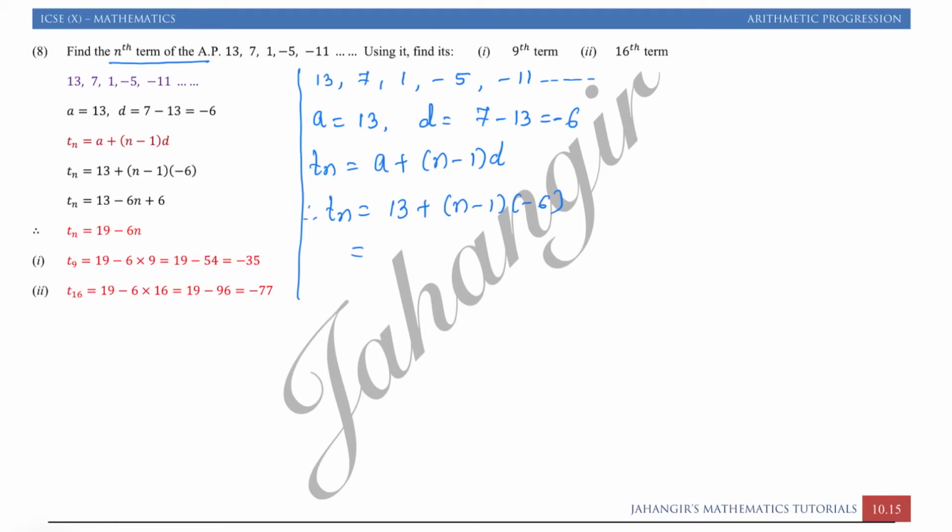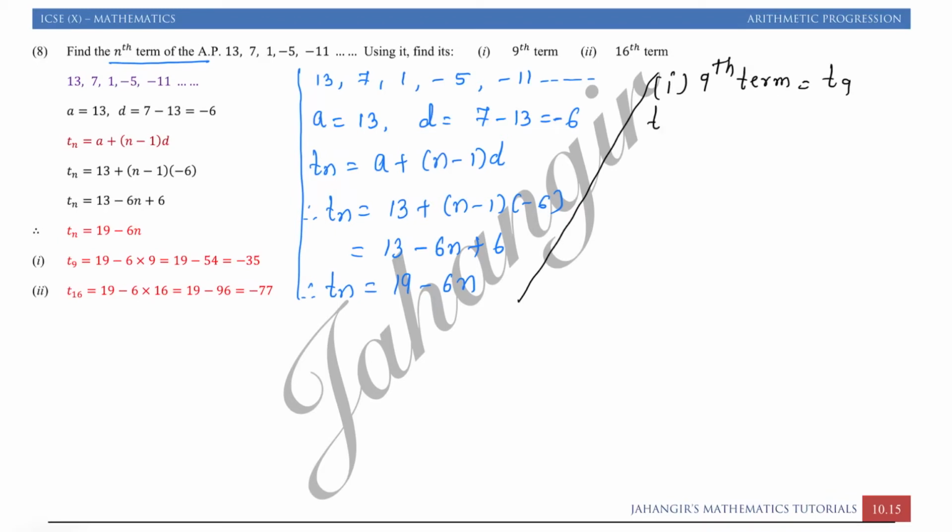So solving, we get 13 minus 6 into n is minus 6n, minus minus plus. So therefore Tn is 19 minus 6n. Once you get Tn, we are going to find the first question, that is the ninth term. Ninth term is T9.